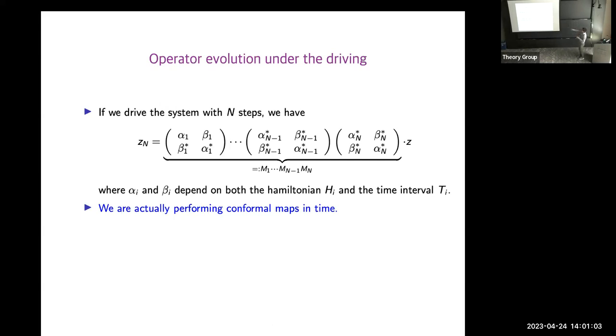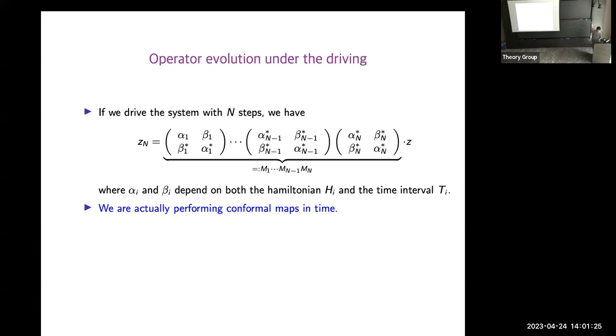So we can have the product of n matrices. This is a non-equilibrium problem, but essentially we are performing the conformal transformation in time. That's why the problem can be analytically solved.